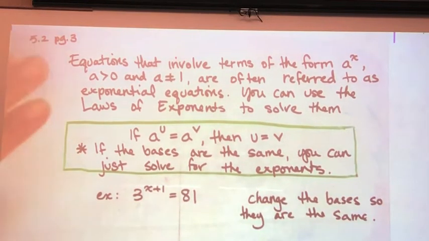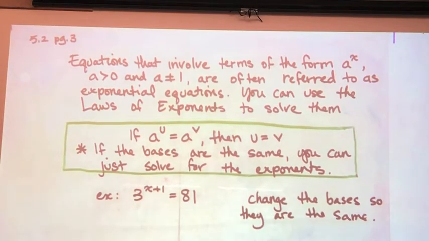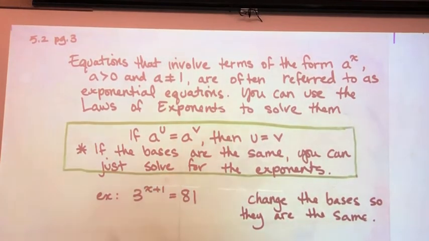So over here, we have 3 to the x plus 1 is equal to 81. And what we want to do is we want to see if we can make 81 into a base 3. Well, let's do 3 times 3 times 3, which is 27, right? And if I do times 3 again, it's equal to 81. So in other words, 3 to the 4th power is equal to 81. So I'm going to change this to 3 to the x plus 1 is equal to 3 to the 4th power.